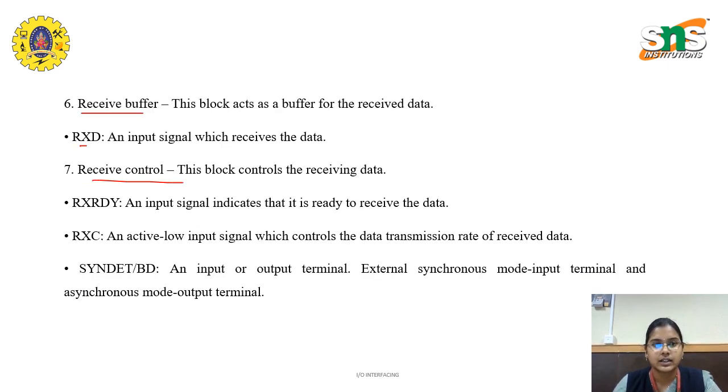Here you can find RXD, which receives the data, and RXRDY indicates that it is ready to receive the data. And the last one is RXC. It is an active low input signal which controls the data transmission rate of the received data.